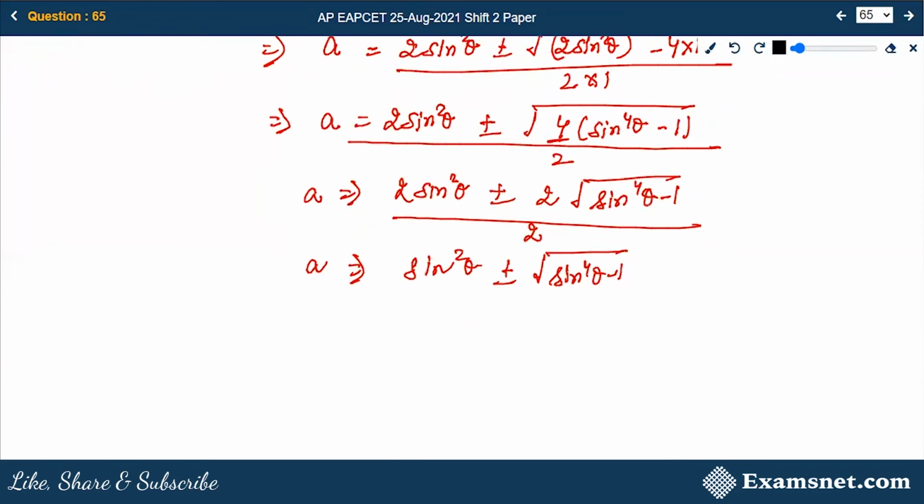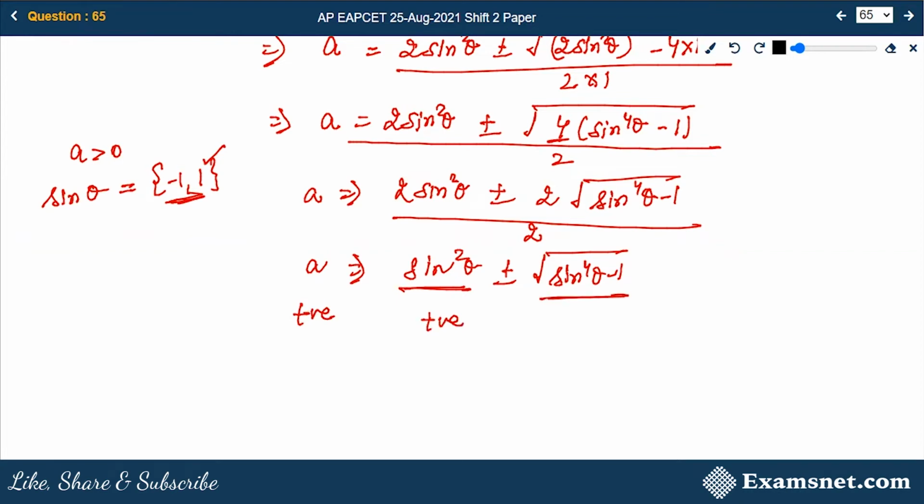In our question, we are already given that A is greater than 0. And we see we are given two things. A is greater than 0 and we know that the sine value, sine theta, always lies between minus 1 and 1, right? That means the maximum value it can have is 1. So anyway, sine square theta has got to be a positive number only. See, this is a positive number. This is a positive number.